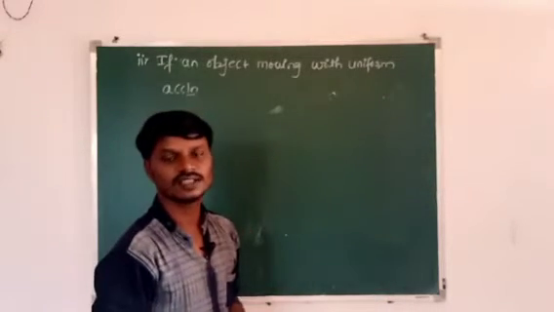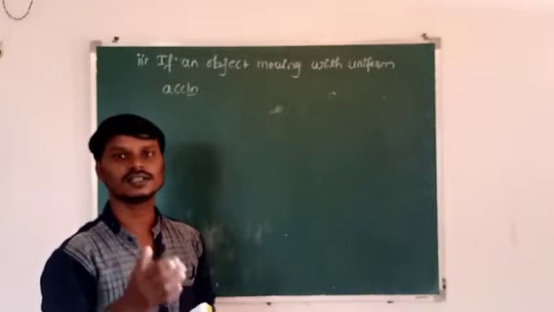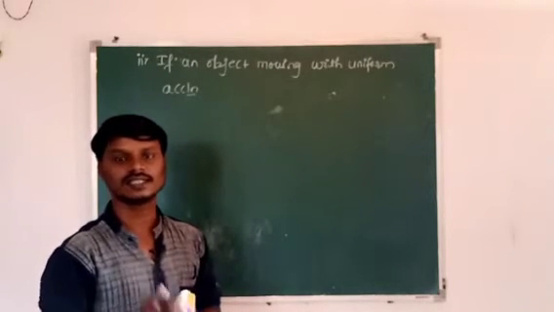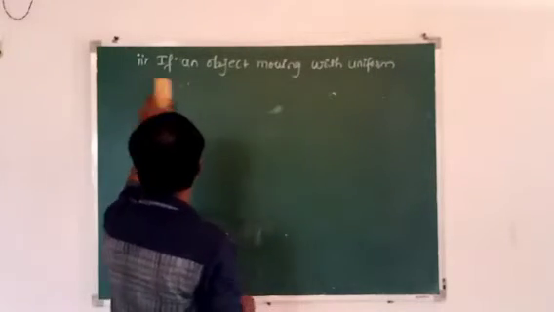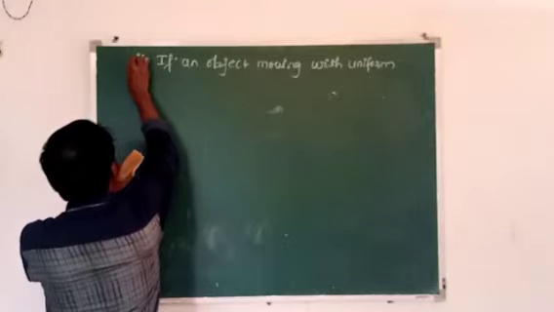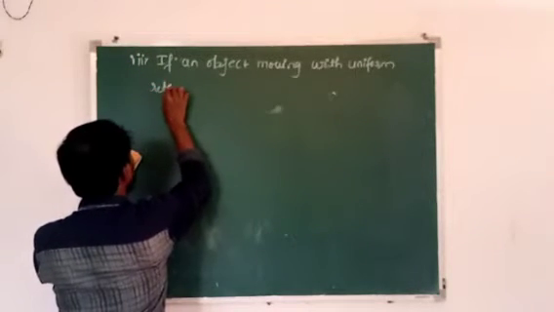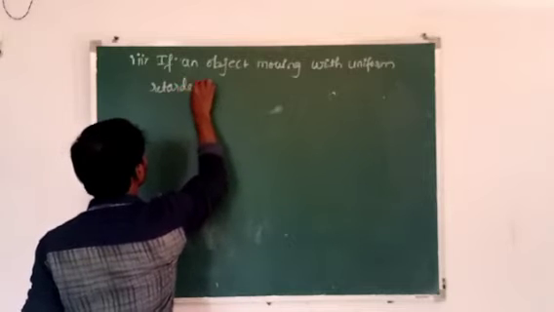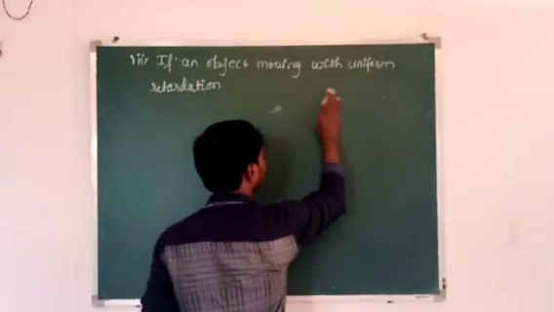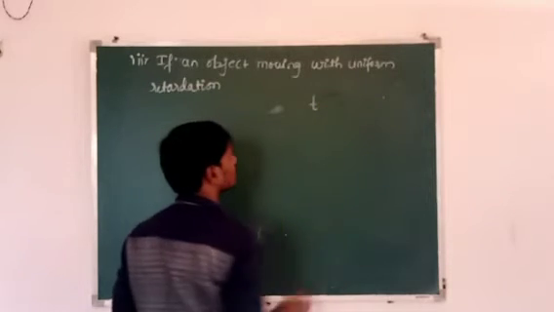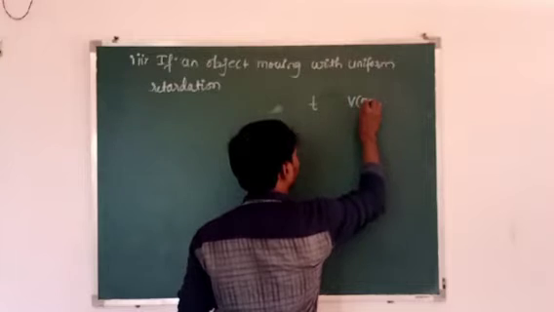Negative acceleration, what do we call it? We call it retardation. But here the velocity goes on decreasing in equal amounts. Third case, if an object is moving with uniform retardation, again we are going to take the table here. First column for time, next column for velocity.